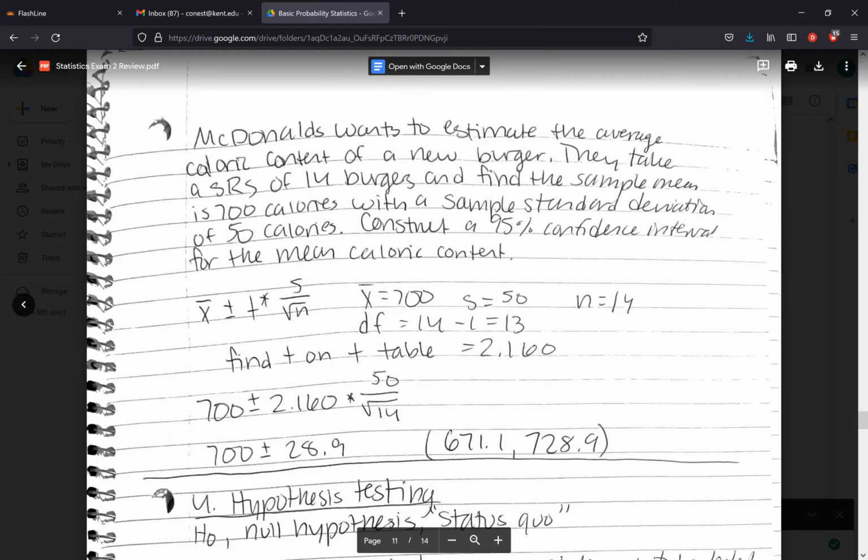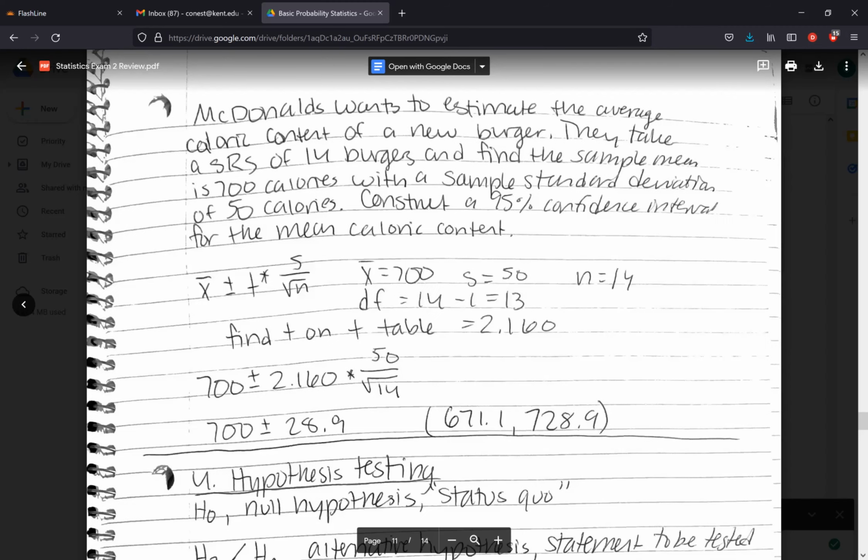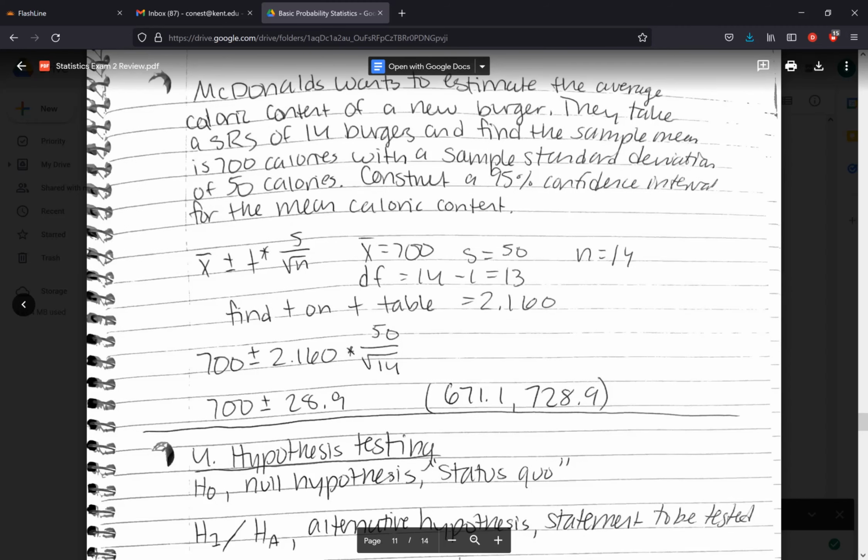Now you'll notice they give you the sample standard deviation, but they don't give you the population standard deviation sigma. So this should clue you in that you need to use the t-testing instead of the regular confidence interval construction using the z-score.